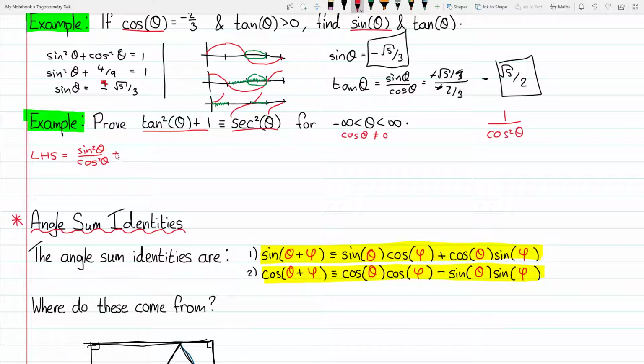And then we're plussing this 1. Well, if we want to add two fractions together, we want to make a common denominator. So realistically and truthfully, we want to add cosine squared divided by cosine squared. Right? Because it's one thing divided by itself. So this is just 1, but now we have a common denominator. And now we can add them together quite nicely.